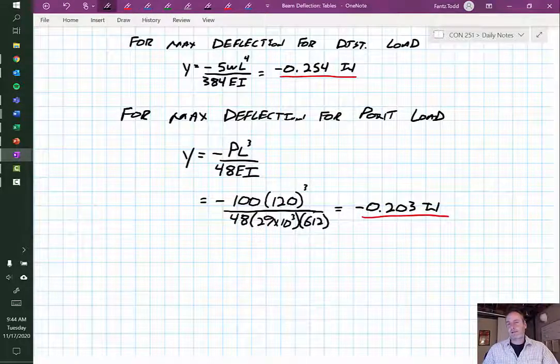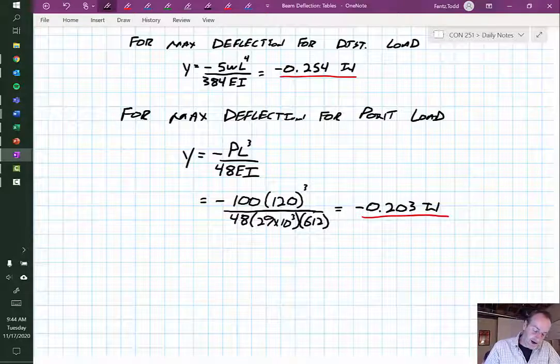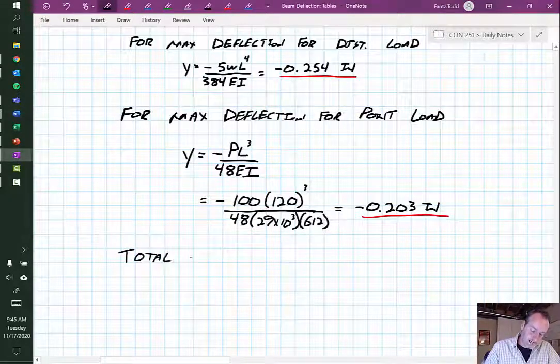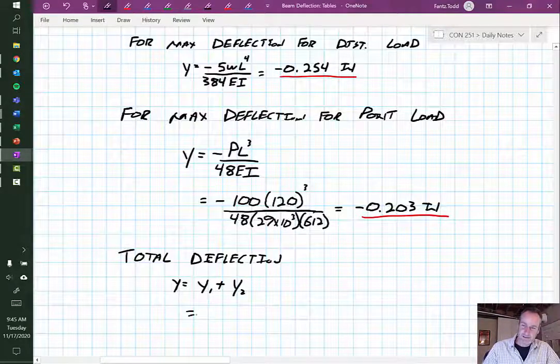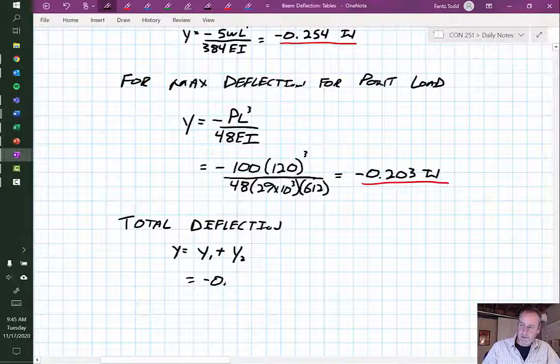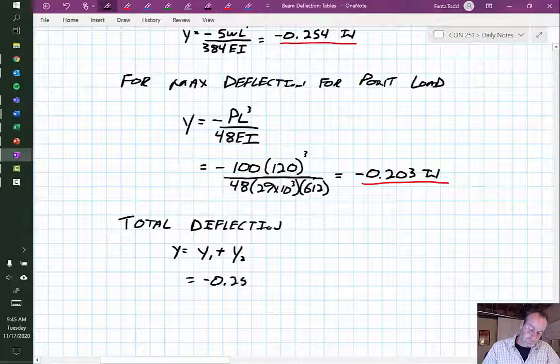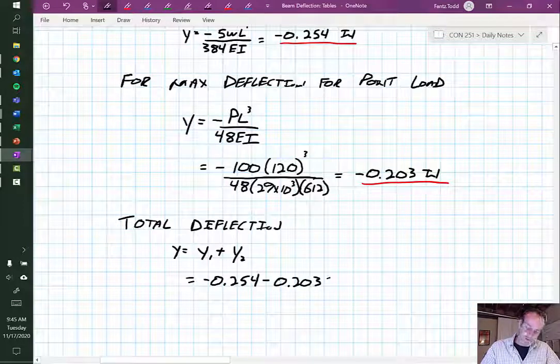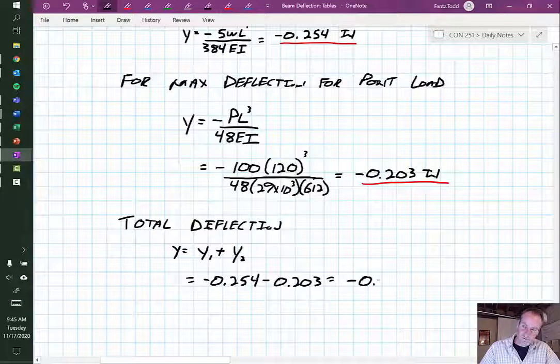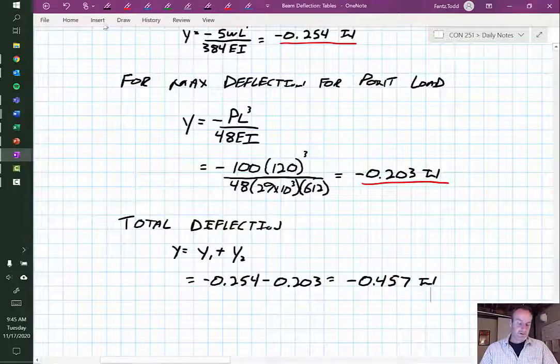So the key to this idea of being able to add them together, this superposition, is now I can find my total deflection at the midpoint, my worst case. And I can say that total deflection Y is equal to Y from my first load plus my second load, or negative 0.254 minus 0.203 for a total deflection of negative 0.457 inches. And when you get into the structures course, you'll talk more about requirements.